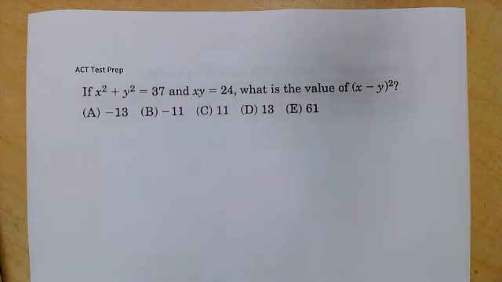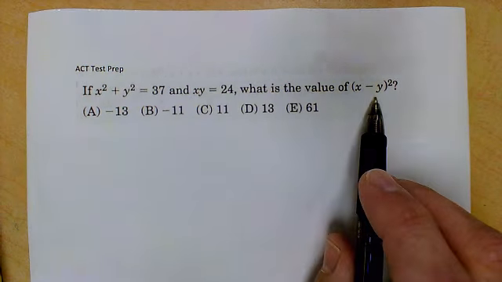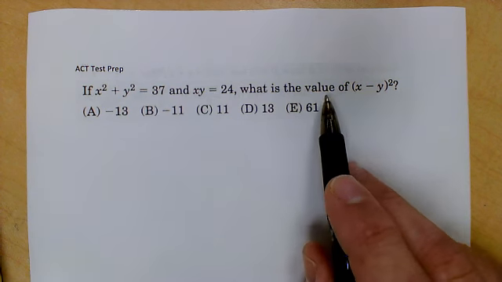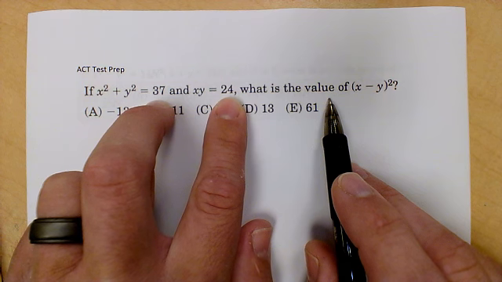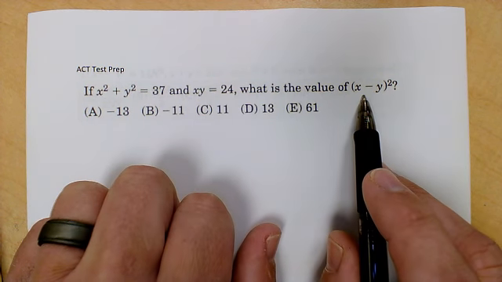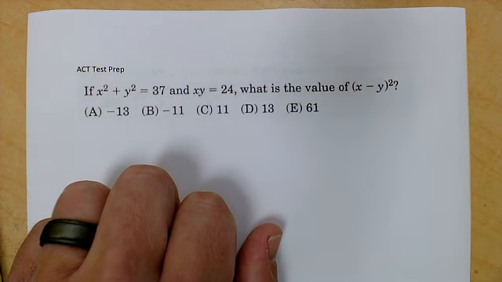Alright, on this first example, what you're dealing with is this expression over here. You're trying to find its value. These values over here, ignore them for a minute. They'll come in later and we'll substitute in. But let's work with this (x - y)² and actually simplify that down.